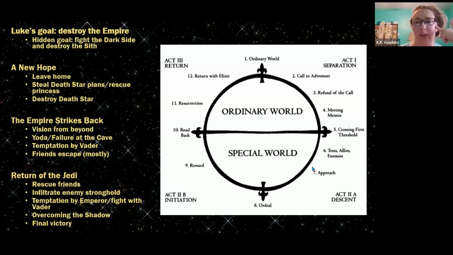succeeded with Yoda where he failed before and has been acknowledged as a true Jedi. So now he has the tools that he needs to succeed in his final ordeal, which is destroying the Empire by destroying the Sith Emperor. And this ends up being his final victory, where they go back and the rebellion has been victorious. So that's Luke's basic hero's journey and the major ordeals that he faces over the course of this journey through the original Star Wars trilogy.